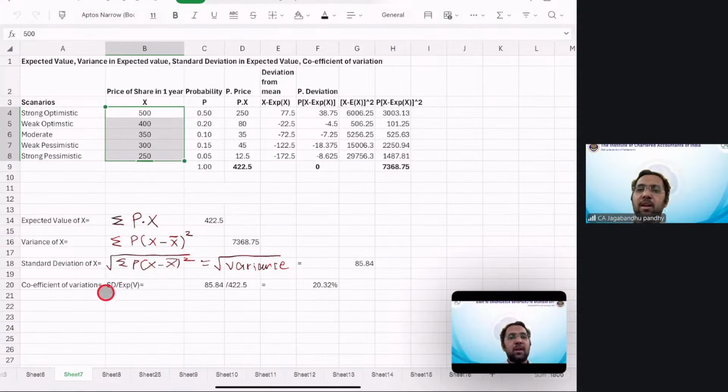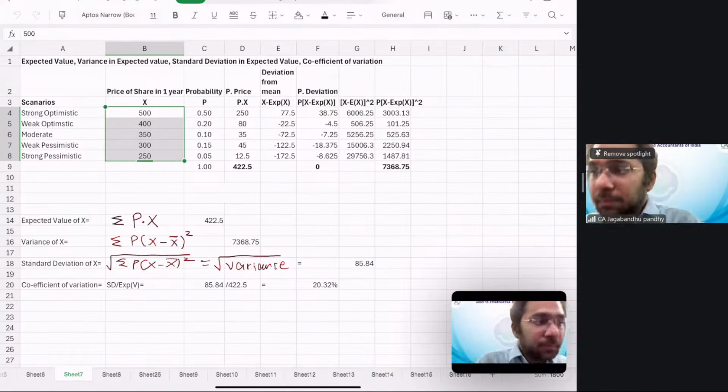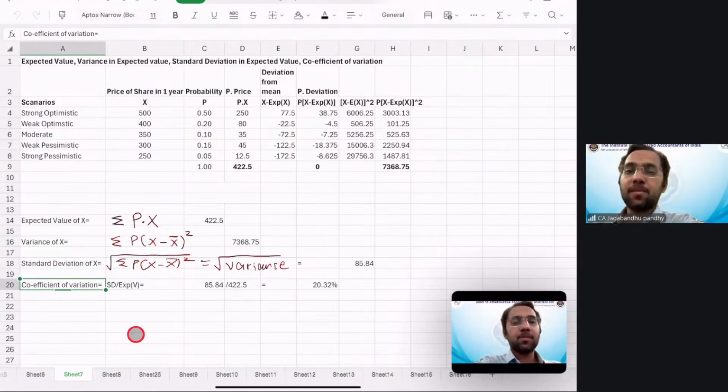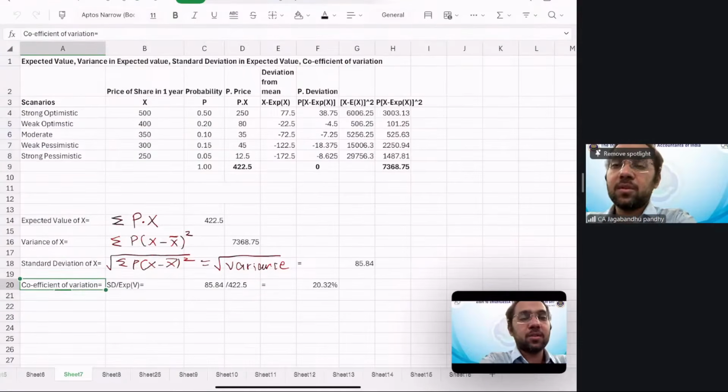Coefficient of variation is standard deviation upon expected value, right? So standard deviation was 84.84 and then divided by the expected value. Now remember, standard deviation as such itself is not going to be an indicator that a project is having a higher level of risk or lower level of risk as compared to the other. In fact, it can be used only after calculating the coefficient of variation. So if you want to compare the risk of two projects, then we should be comparing the coefficient of variation and not the standard deviation as such.